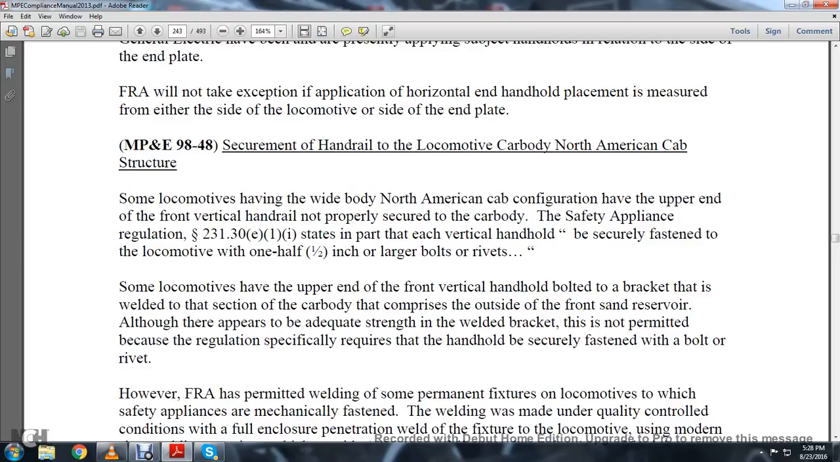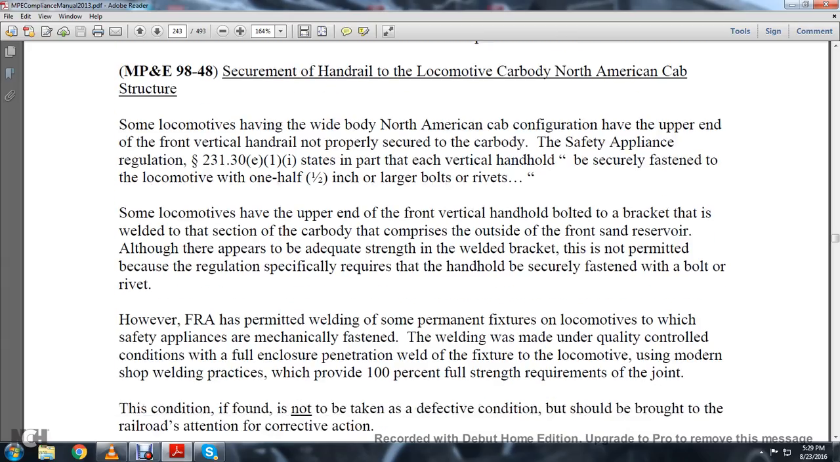Motive Power and Equipment 9848, securement of the handrail to the locomotive car body of the North American cab structure. Some locomotives have a wide body North American configuration, where the upper end of the front vertical handrail is not properly secured to the car body. Safety Appliance Regulation 231.30(e)(11) states that each vertical handhold may be secured and fastened to the locomotive with 1/2 inch or larger bolts or rivets. On some locomotives, the upper end of the front vertical handrail is bolted to a bracket welded in the car body section, compromising the outside of the front of the reservoir. Although there appears to be adequate strength, the welded bracket is not permitted because the regulation specifically requires handholds to be securely fastened with a bolt or rivet.